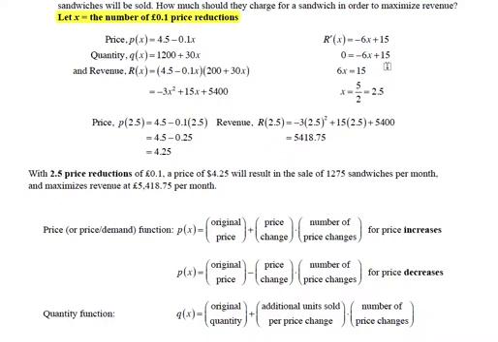Set that equal to 0, add 6x to both sides, divide both sides by 6, and you have x equals 5/2, or x equals 2.5, as your critical number. So, to determine what price we need to charge, we go back to our price function, 4.5 minus 0.1 times whatever x is. We just determined x is 2.5.